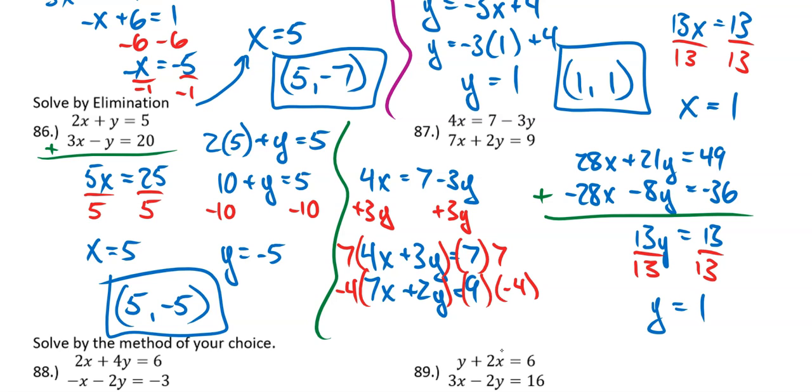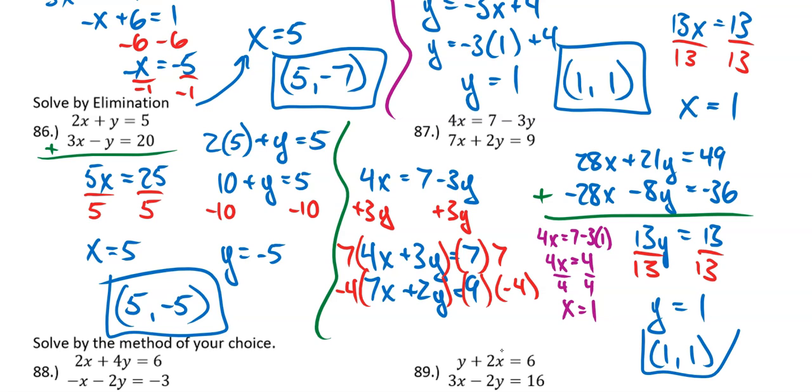Still not done yet. I have to plug this back in and solve for my x value, and leave myself a lot of space here. Let me do it in a different color so I can see it. I'm going to take that very first equation, 4x equals 7 minus 3 times 1. And so it's 4x equals, that's going to be 7 minus 3, which is 4. And then I would divide each side by 4. And so once again, I get x equals 1. Okay? And so let me write this answer as an ordered pair. (1, 1). Okay?